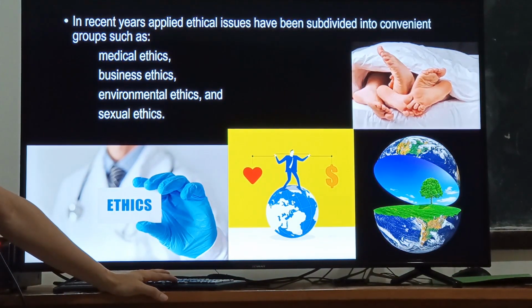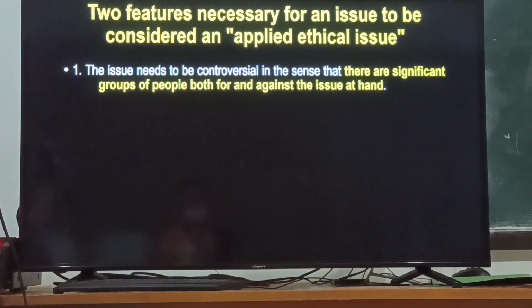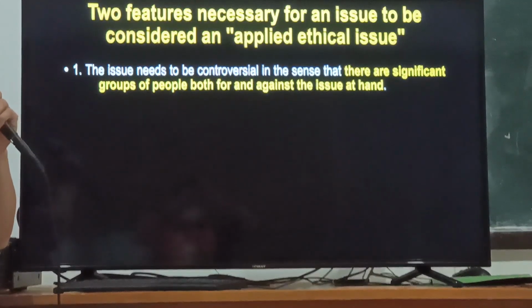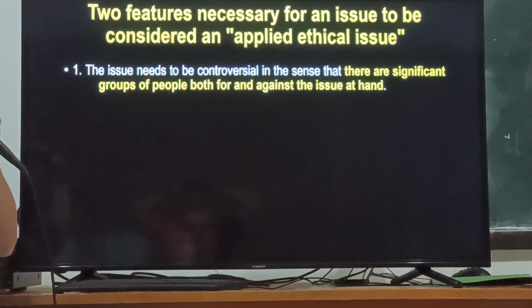For example, we have biomedical ethics or bioethics. We also have business ethics, environmental ethics and sexual ethics. Now, there are two features necessary for an issue to be considered an applied ethical issue. First, the issue needs to be controversial in the sense that there are significant groups of people both for and against the issue at hand. So there are people who are in favor and people who are against.